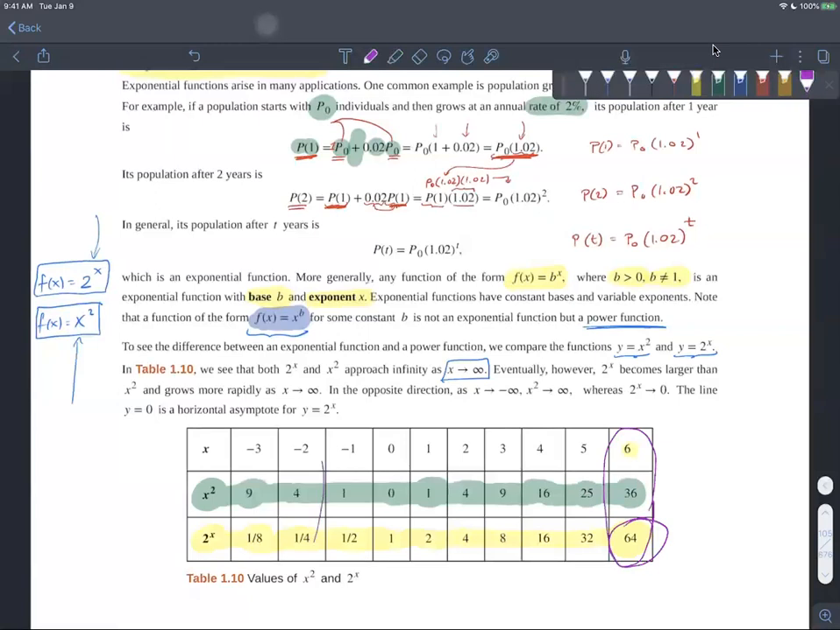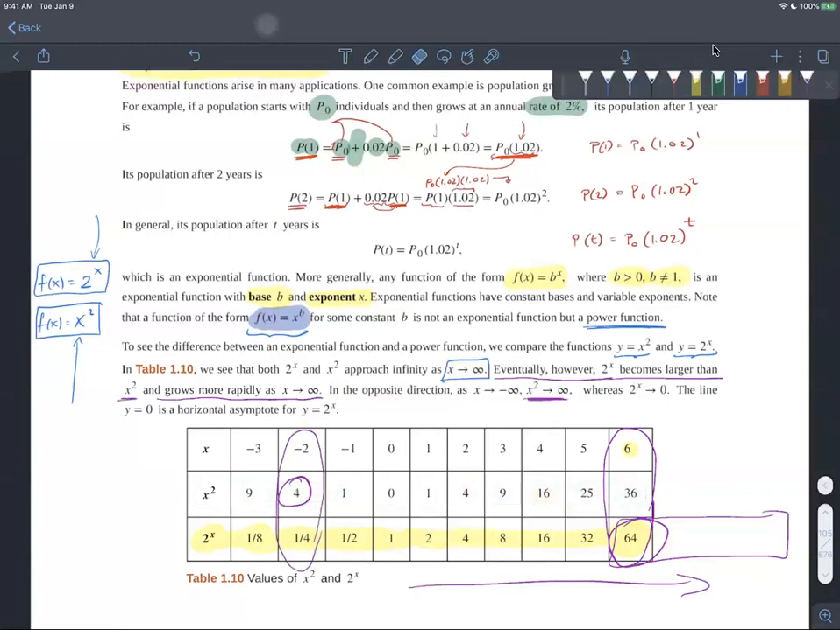Maybe if you were to go back over here somewhere where x is equal to -2, the x squared term is actually bigger. But it turns out that exponentials grow larger and larger faster. As you go further along, the exponential will actually increase a lot faster than the x squared term. Okay, so it does say eventually, however, 2 to the x becomes larger than x squared and grows more rapidly as x approaches infinity. In the opposite direction, as x goes to -infinity, x squared goes to infinity.